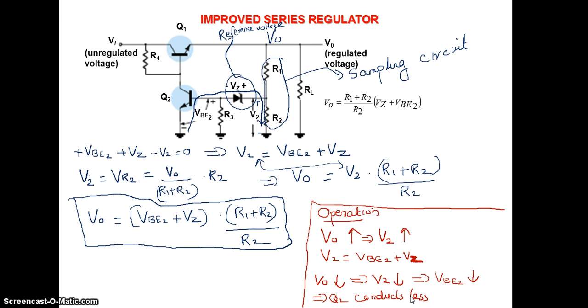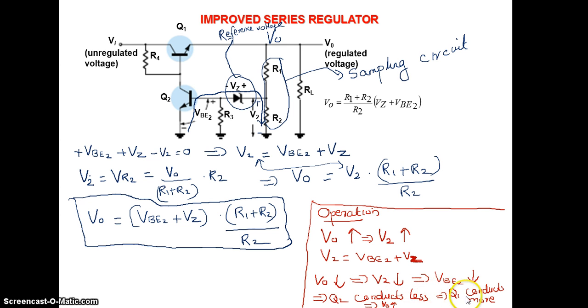Q2 will conduct less, so Q1 conducts more. When Q1 conducts more, almost all of the input voltage will pass to the output, so the output voltage will increase. So VO will increase ultimately. This is the way it is regulating.